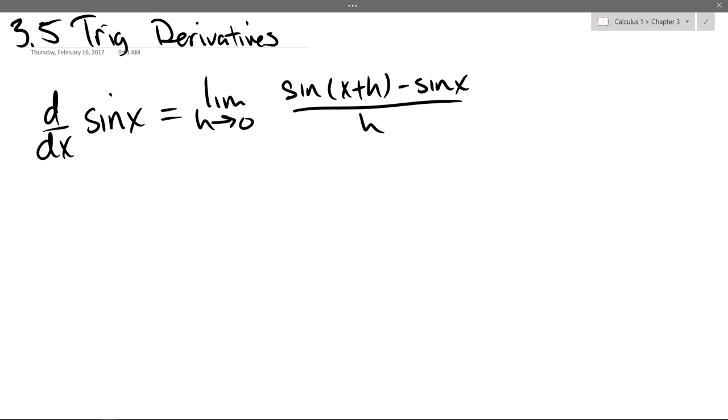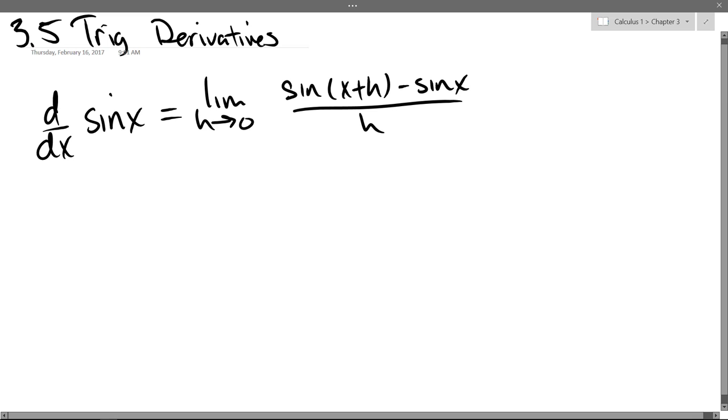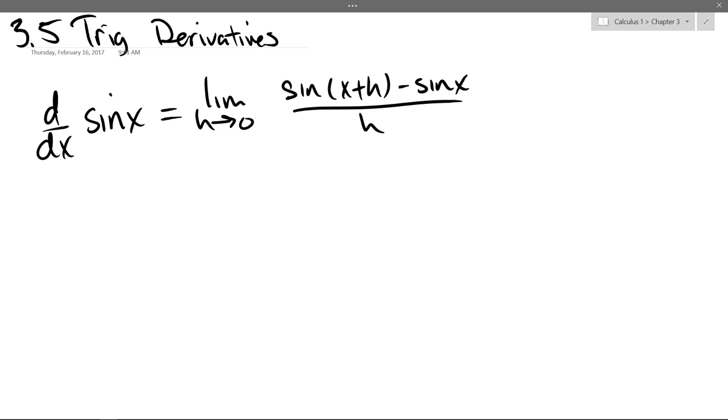Factoring, that's not going to save us. You can't factor the h out of the sine of x plus h. Multiply by conjugate over conjugate. I don't think that's going to be very useful. Usually you do that when there's square roots. No square roots here. What's our other trick? Add fractions with a common denominator. There are no fractions to add, so that's out. All right, so all of our tools don't work.